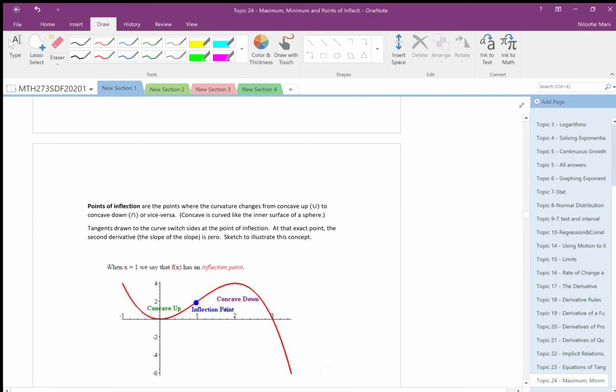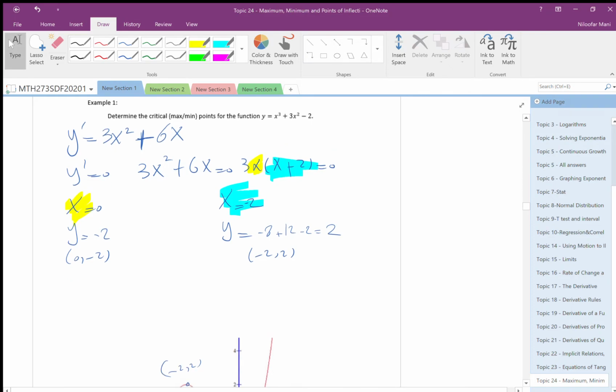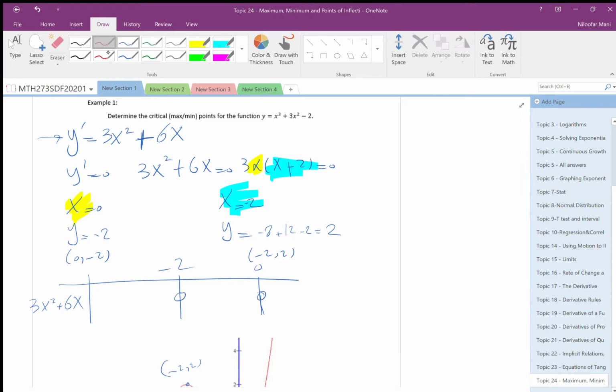Let me show you the first method, and then I do the second method. The first method, I told you, if I want to say maximum minimum, I have to find the first derivative, and see if the first derivative is positive or negative. Where is the first derivative 3x squared plus 6x equal to 0? At minus 2 and 0. So I write minus 2 first and 0 next. The first derivative is 0 at this point and at this point.